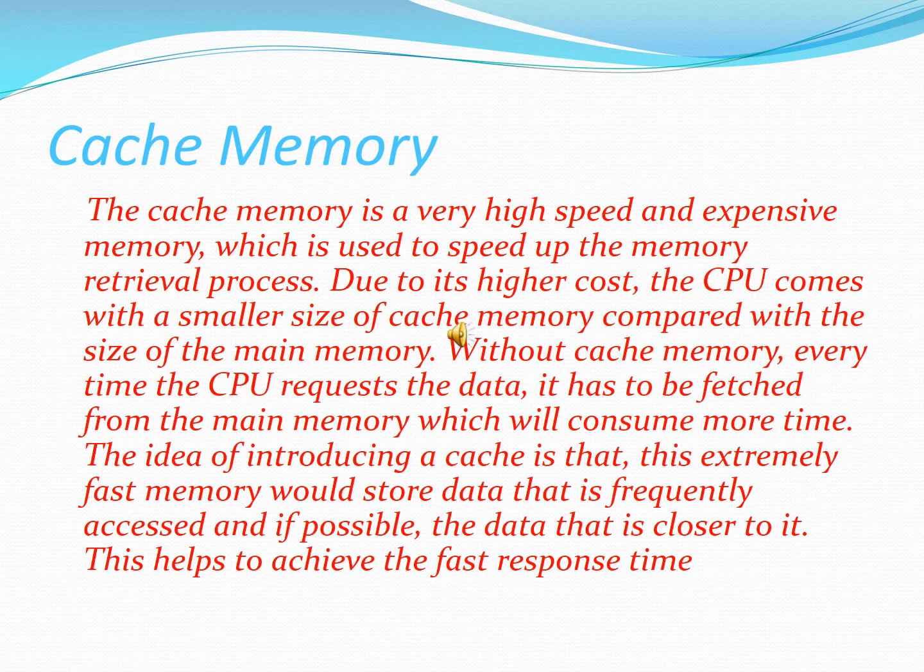This is the RAM. This is the cache memory. The cache memory is very high-speed and expensive memory which is used to speed up the memory retrieval process. Due to its higher cost, the CPU comes with a smaller cache memory compared with the size of main memory. Without cache memory, every time the CPU requires data, it has to be fetched from the main memory, which consumes more time.